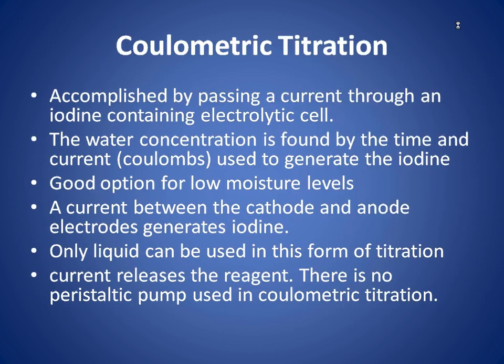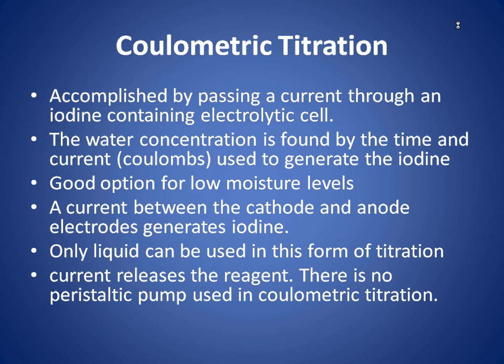Colorimetric titration is accomplished by passing a current through an iodine-containing electrolytic cell. The water concentration is found by the time and current in coulombs used to generate the iodine and is a good option for low moisture levels. Colorimetric titration uses a current between the cathode and anode electrodes, which generates iodine. Only liquid can be used in this form of titration.